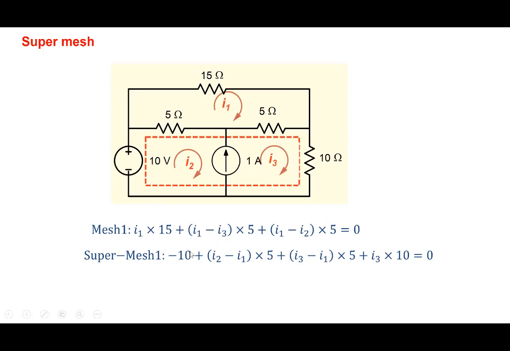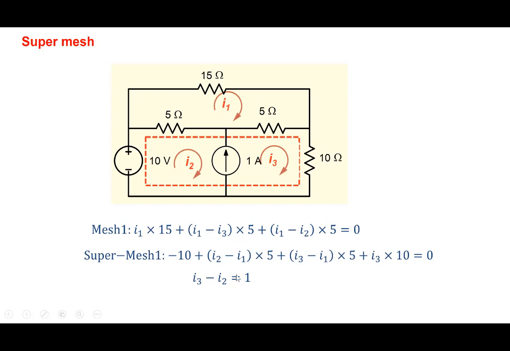So we are able to write KVL for the super mesh here. And the other thing that we know is the relationship between I3 and I2. So note that I3 minus I2 is equal to 1. I3 is trying to force a current up, I2 is trying to force a current down, and the difference between the two will be the actual current, which is 1 ampere here.